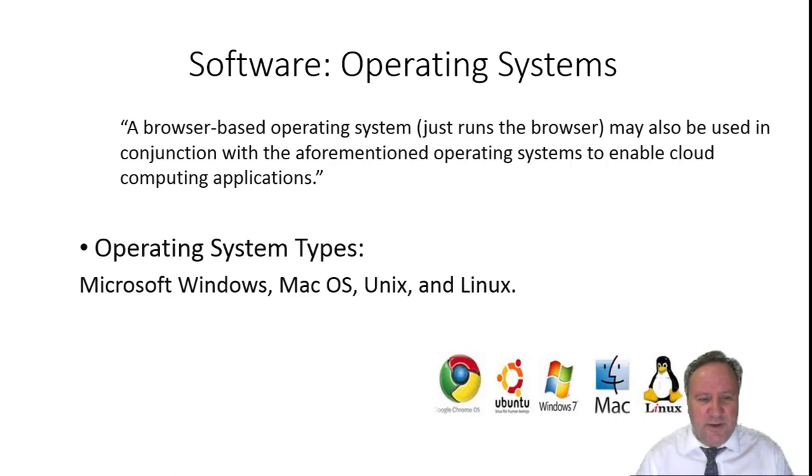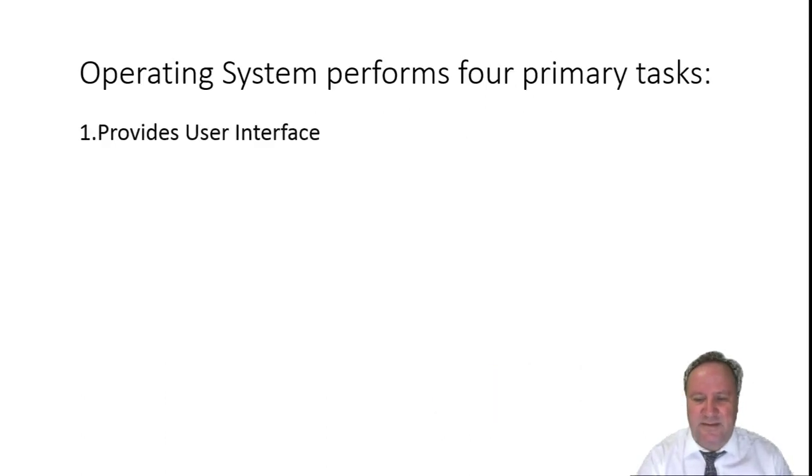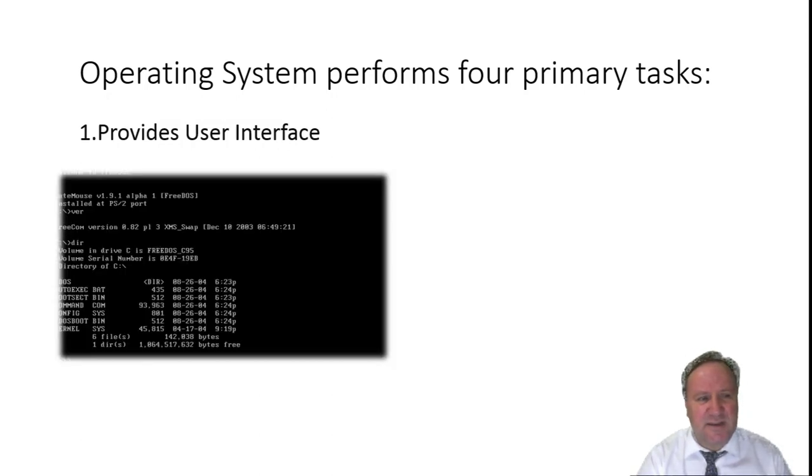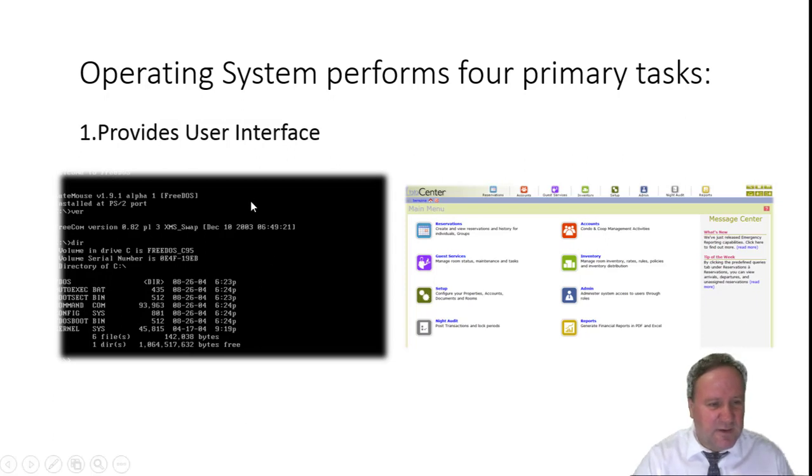And operating systems, we already talked about it. It is the system that makes the computer hardware work, like Microsoft Windows, Mac OS, Unix, or Linux are some examples. Operating systems perform 4 primary tasks, such as the user interface. This on the left here is the DOS, disk operating system, which again many of you probably may have never seen, but this is what was used when the computers were first, especially desktop computers were first used.